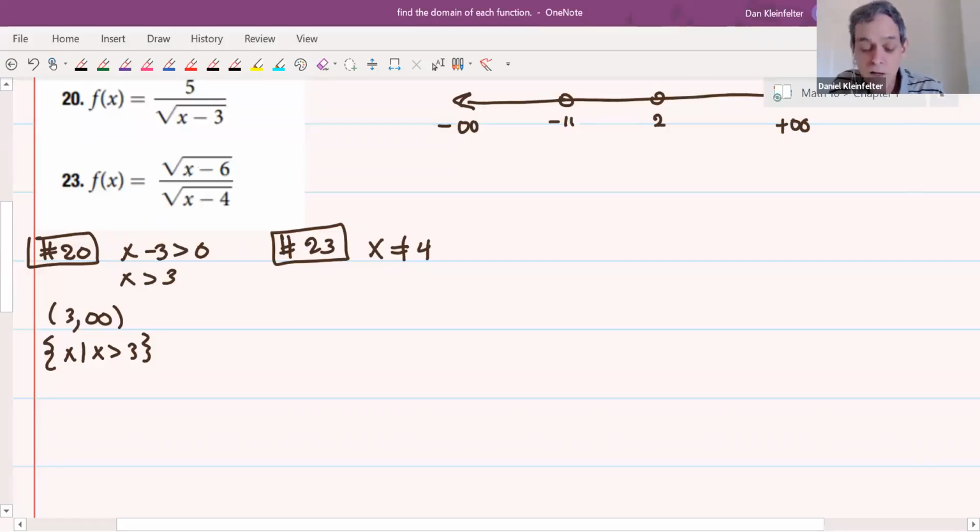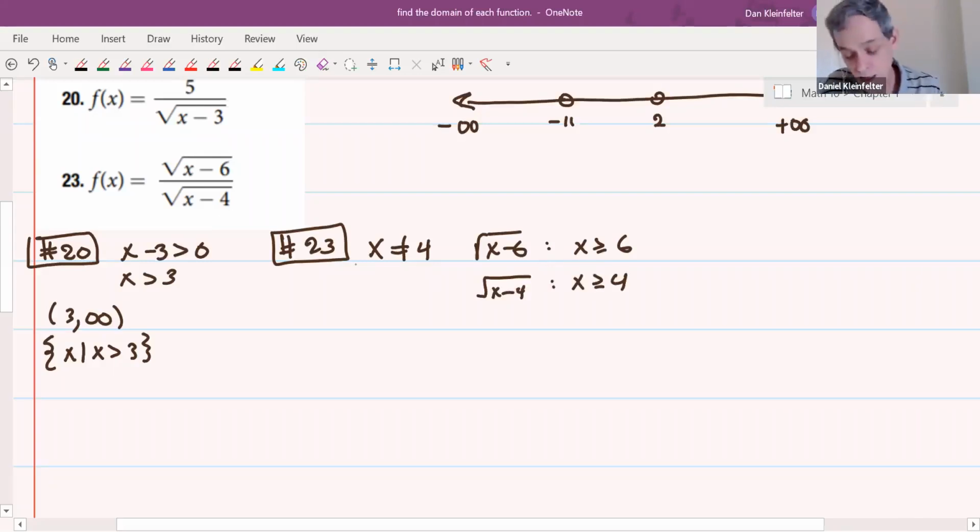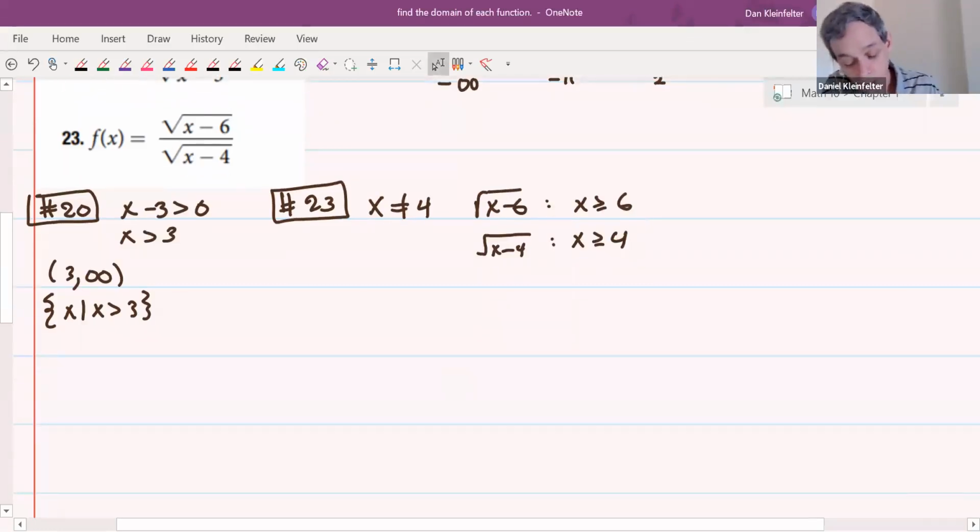And then for the square root of x minus 6, we need to have x be greater than or equal to 6, okay? For the square root in the denominator, the square root of x minus 4, we need x to be at least 4 for the square root part. We've already established with the division that we can't have x being 4. So let's think about how that's going to play out.